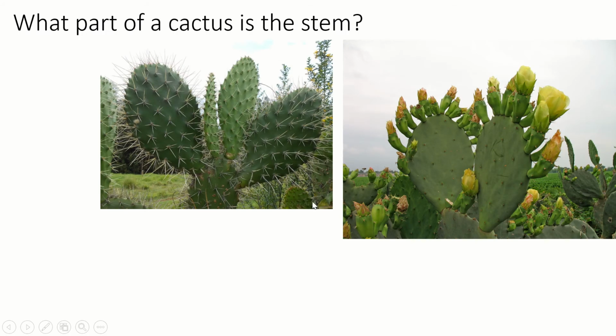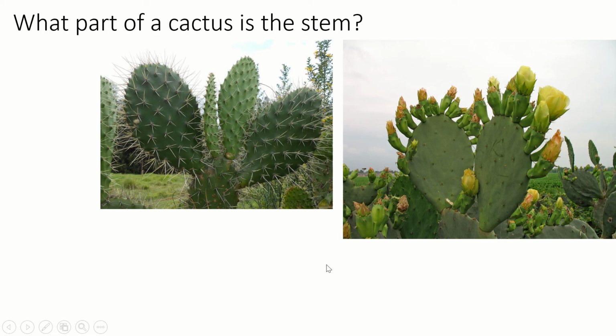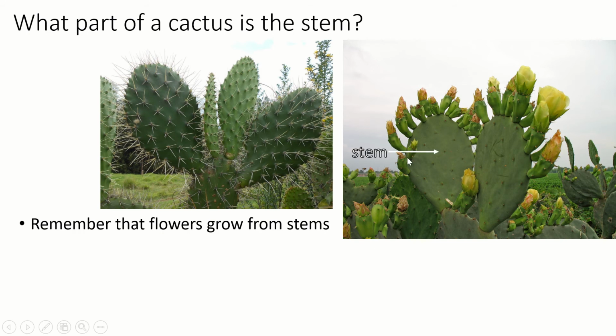All right, so let's look at a picture of a cactus. And looking back here, notice that the leaves grow off of the stem and the flowers grow off of the stem as well. So what part of the cactus is the stem? Well, on the cactus, the stem is this big wide thing. So this part of the plant that seems like it would be a big thick leaf, that's actually the stem. And notice here we have one flowering with all these flowers growing off of that stem.